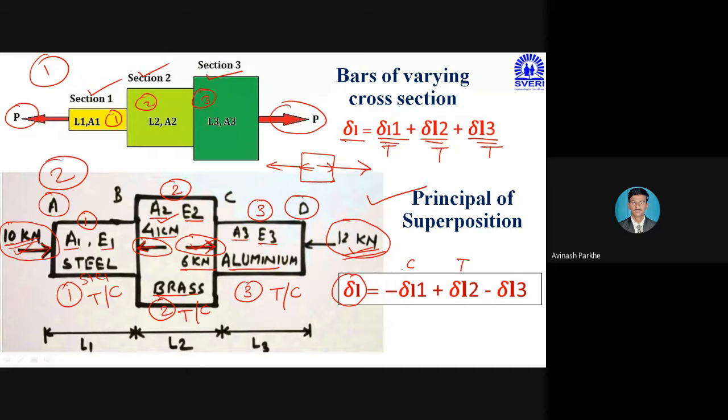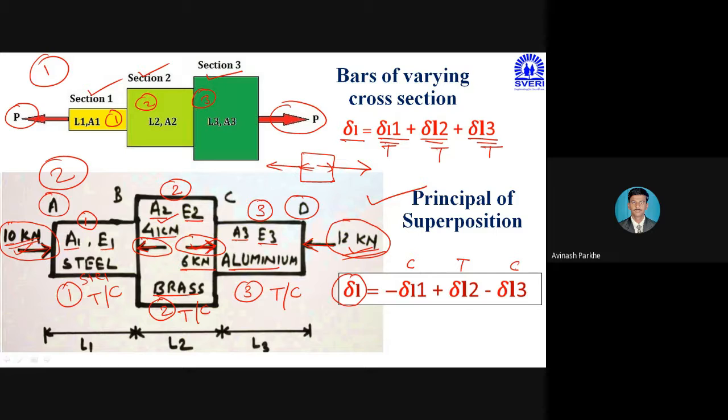Therefore, it is tension. Now, in the third figure, you can see this 12 kilonewton force is applied externally, which is moving to the left side, and internally 6 kilonewton force is applied. Tell me whether section 3 is under tension or compression. Compression. Therefore, delta L3 is taken as negative. So this is the basic difference between bars of varying cross section and the principle of superposition.